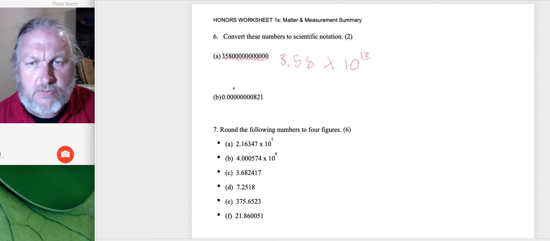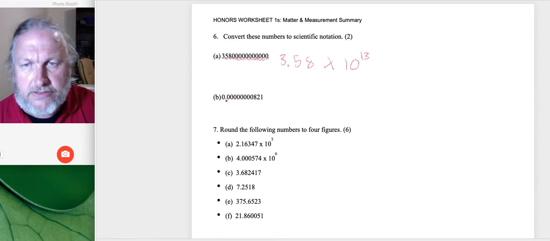Now, if you look at this one, again, these are easy points. This is a small number. I don't want to write all those zeros, that's a lot of zeros. So I'm going to move that decimal 1, 2, 3, 4, 5, 6, 7, 8, 9. I want that decimal in front of one integer, so now I can write that as 8.21, and I went over to the right 10 places.